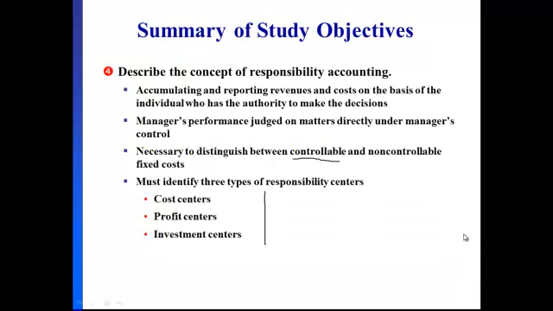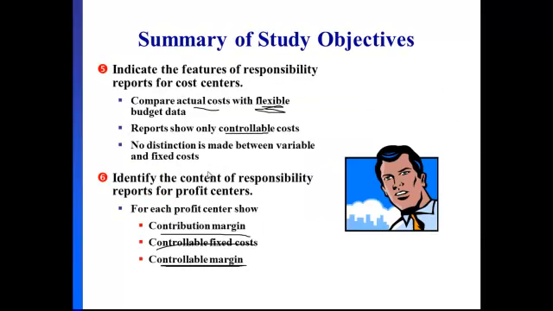Okay. And that then concludes this. This is all about performance evaluation. When we look at how well a division or a responsibility center is performing, we're actually evaluating how well the manager is doing. And we judge the manager's performance based on the costs that are directly under his control. And there are, again, three types of responsibility centers: a cost center, a profit center, and an investment center.